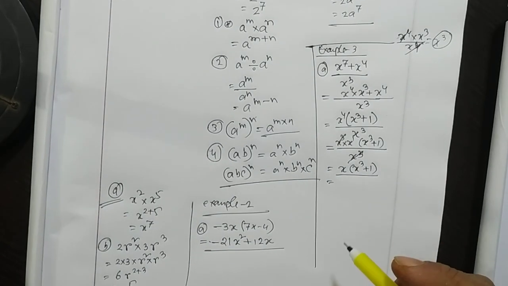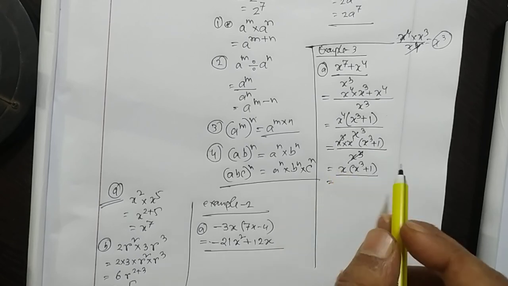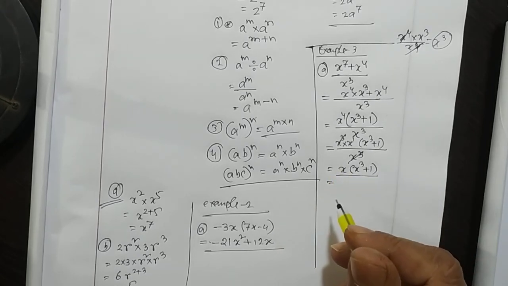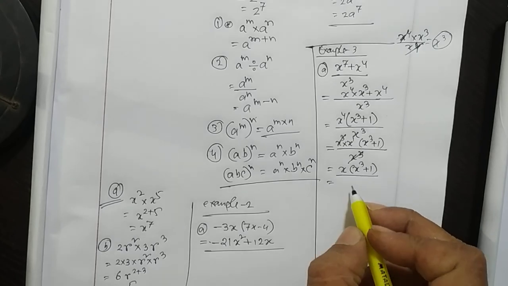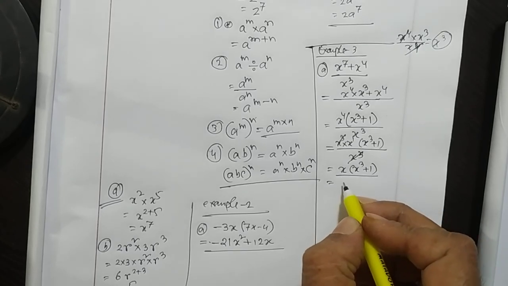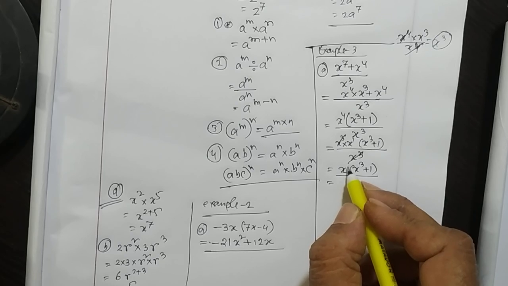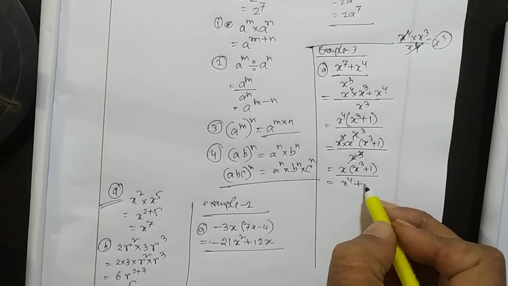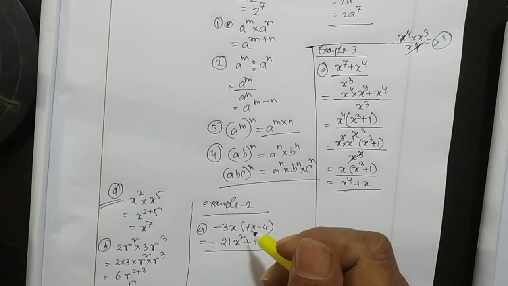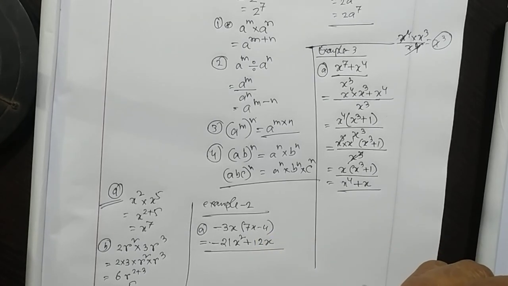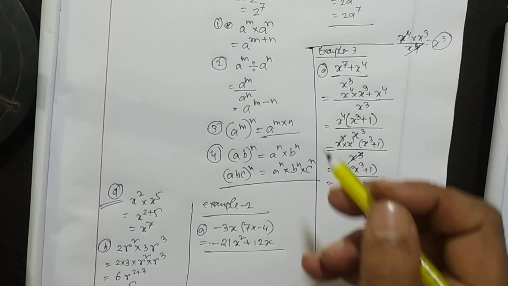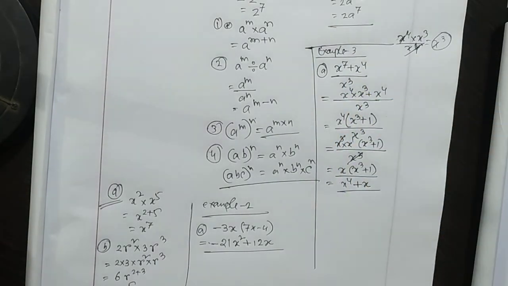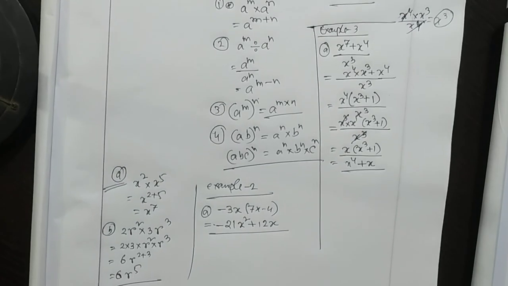It is a factorized form. When the question comes to simplify these expressions, it is better if you represent it in the simplified form. So x to the power 1 times x to the power 3 is x to the power 4, and then x. This is the result of example A, that is x to the power of 7 plus x to the power of 4 divided by x to the power of 3.